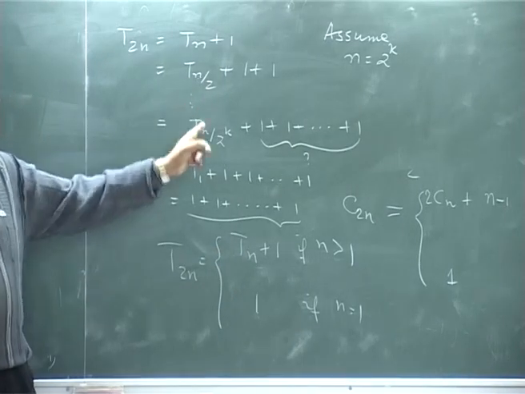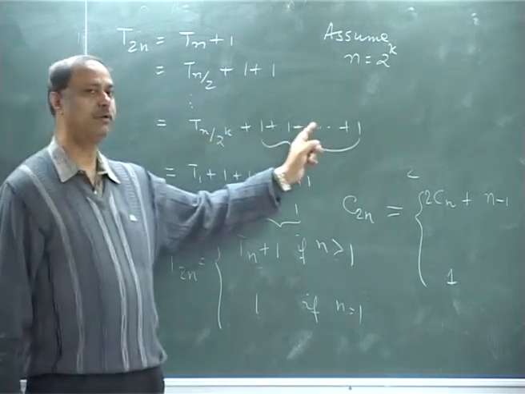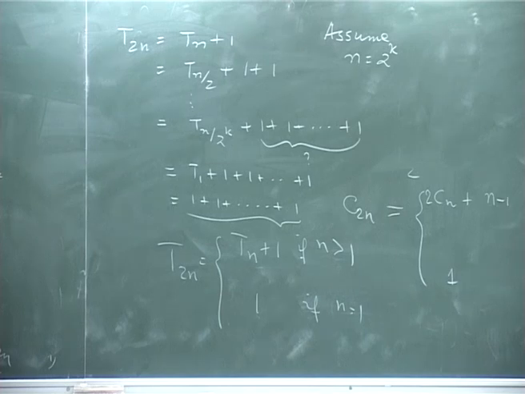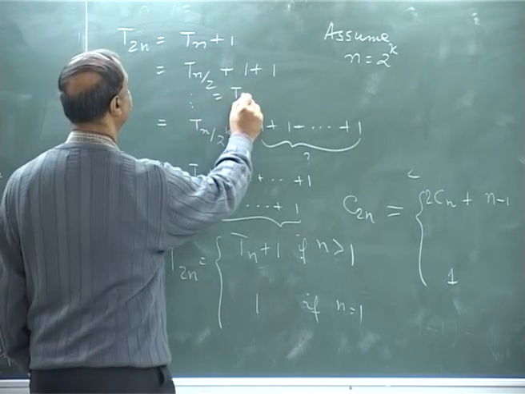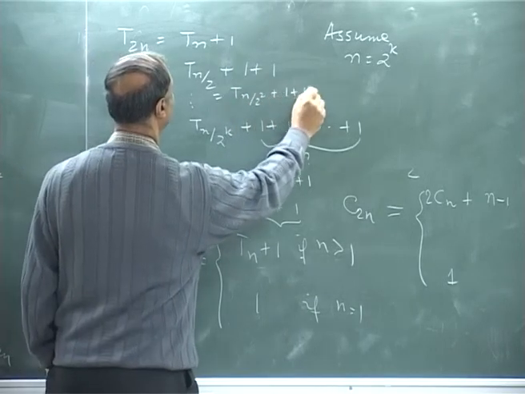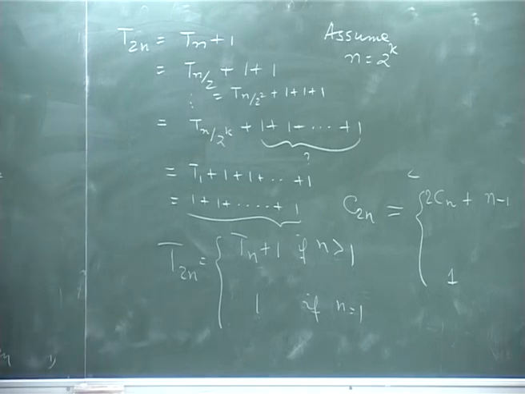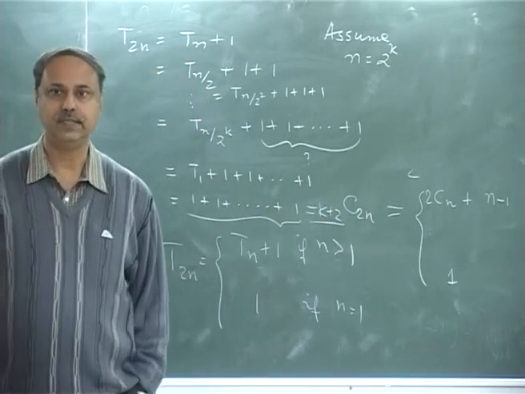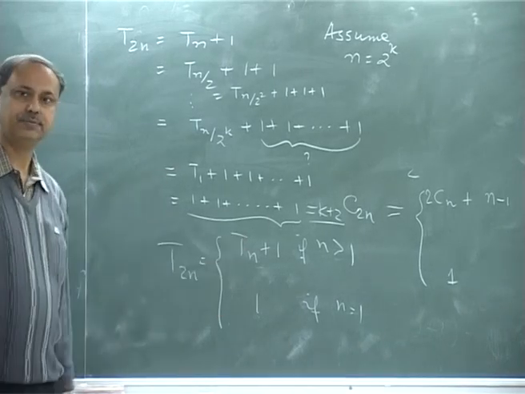So I can write this one as Tn by 2 to the power k plus 1, 1, 1, 1. How many ones? K minus 1. Next time I will write Tn by 2 to the power 2 is equals to 1 plus 1 plus 1. Sure, k plus 1? K minus 1 is not there. K is there still or no? Sure. So if it is k plus 1, then it is k plus 2. Right? Because this is T1, T1 is 1, so k plus 2.